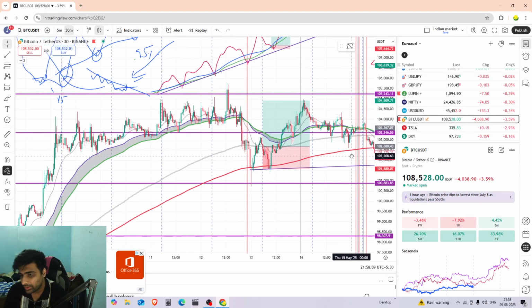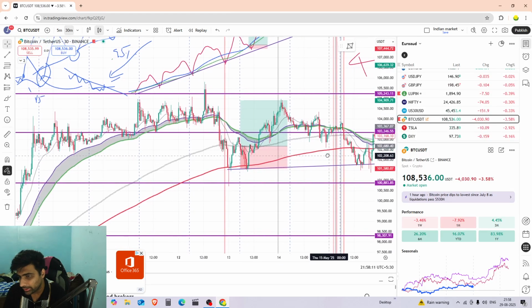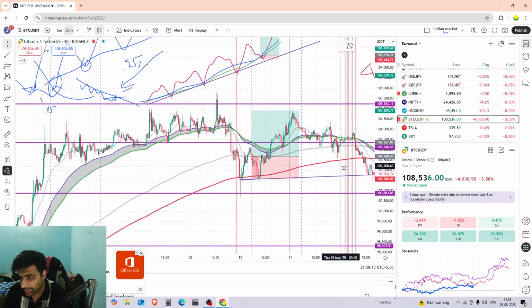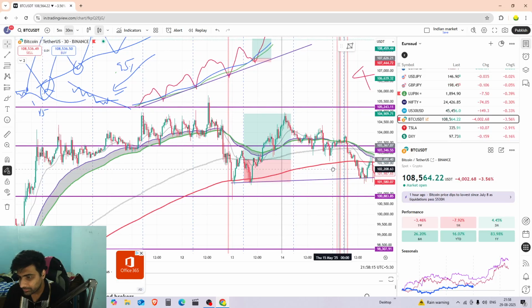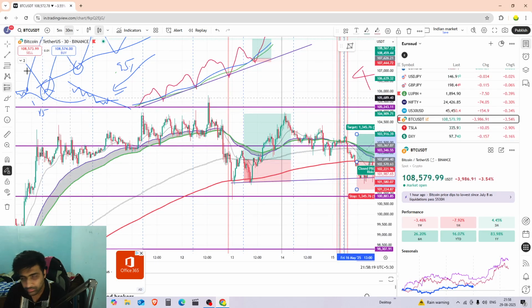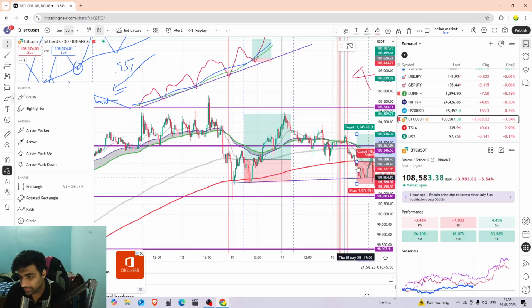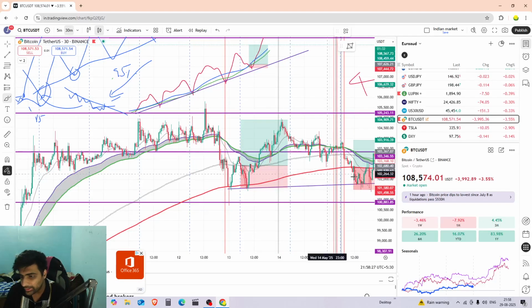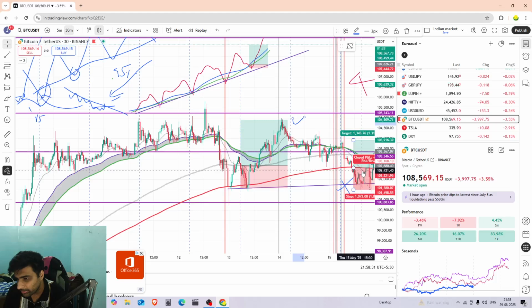Now let us come back down again. Again, double bottom. Okay, we took an SL here, so I'm not counting this. So as I told you, 3 trades went in our favor. One we can take a loss, not a problem. Okay.